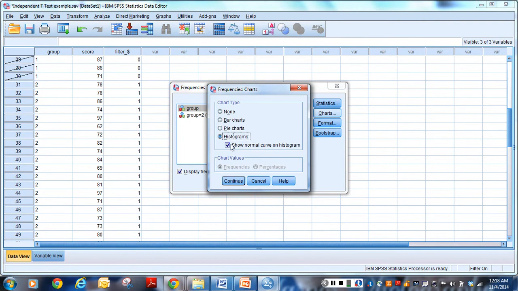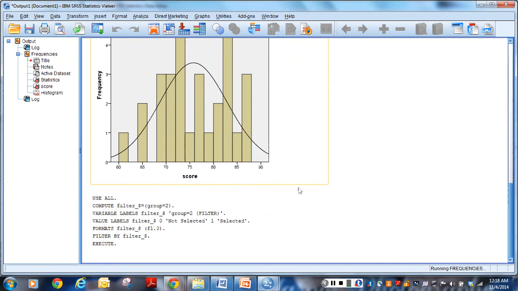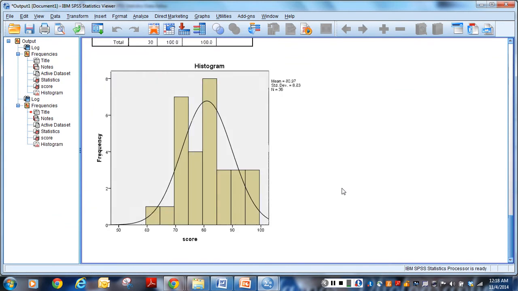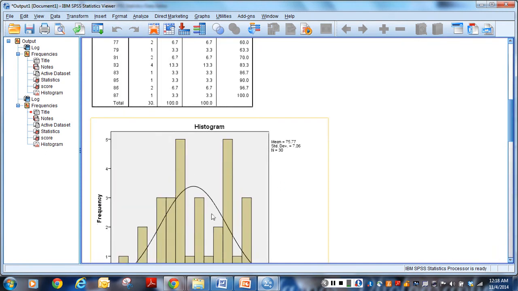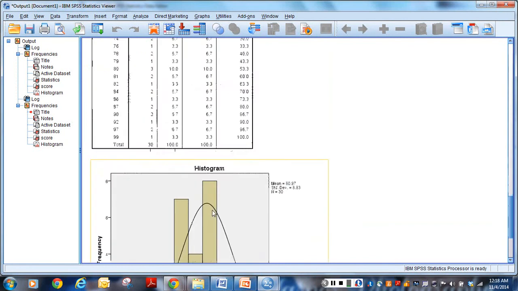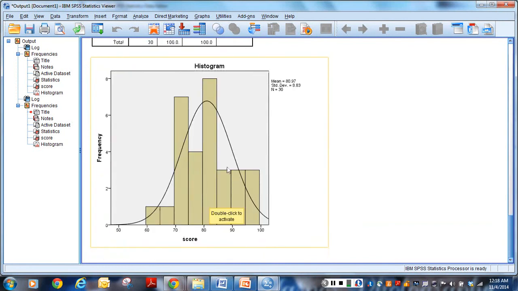Charts, histograms is still selected with a normal curve. And here is our second histogram. Okay? So we have our first histogram, those who are taking math as usual, and this is for our students who are their scores for those who are taking Z math.